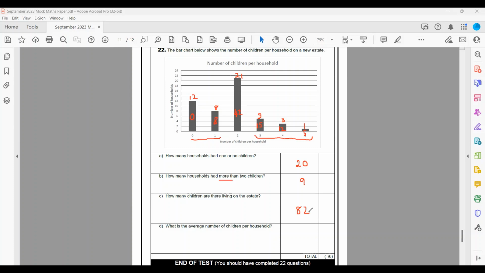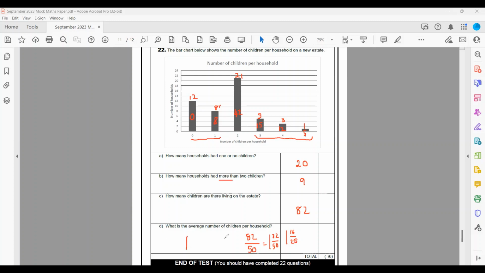What is the average number of children per household? Well, we know that there are 82 children in total, and the number of households we can get by adding these numbers up here. So 12 plus 8 is 20, plus 21 is 41, 46, 49, 50. So, the average number of children per household would be 82 children divided by 50 households. You haven't been told to give your answer as a decimal or a mixed number, so you can choose. 82 divided by 50, 50 goes in once, and we would have 32 fiftieths left over. This can be simplified down to 16 25ths. So, you could have 1 and 16 25ths.